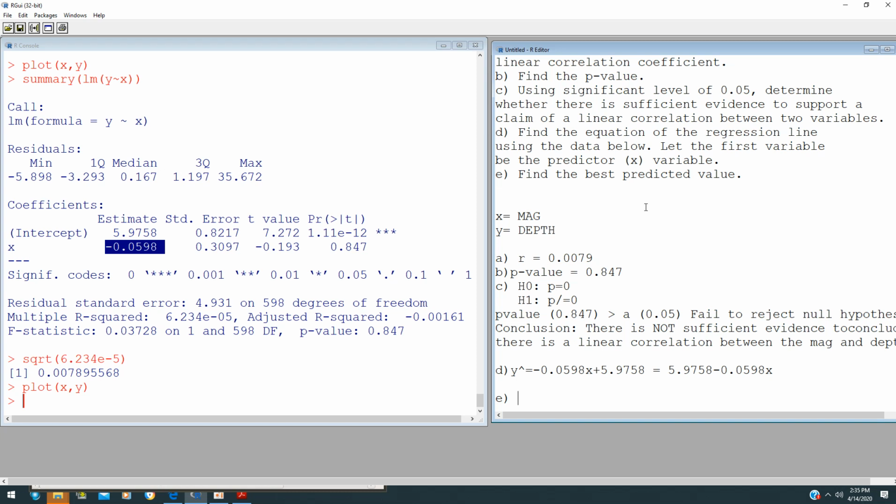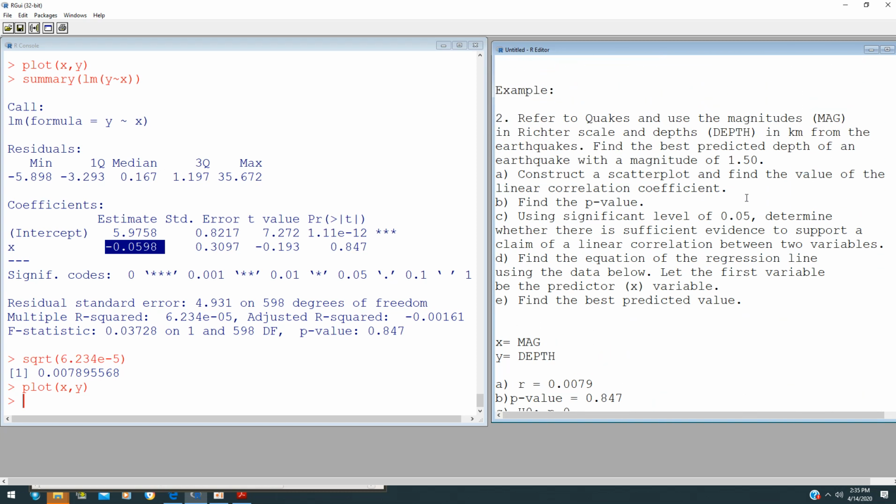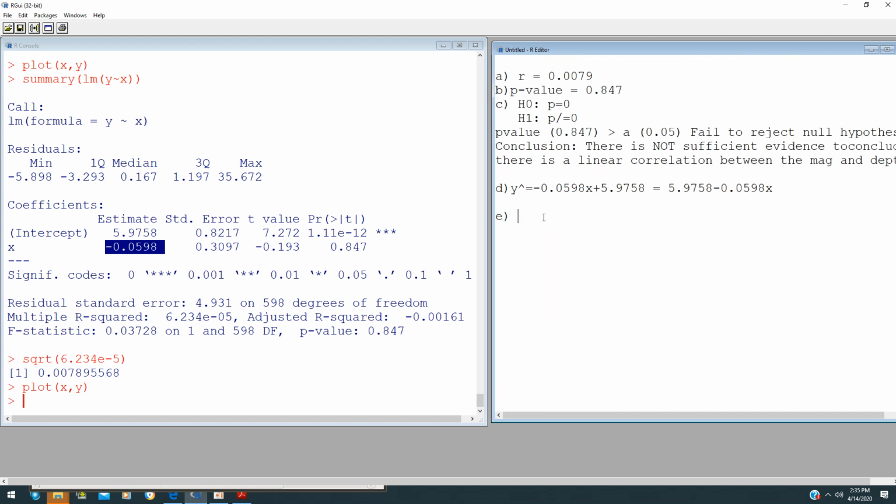And then you have to find the best predicted value. In order to find the best predicted value, usually you plug in the x value. In this case, the question is asking for a magnitude of 1.5. We know that magnitude here is x. So a lot of students just plug x equals 1.5 into this equation. You will get it wrong. The reason is that in order to plug it in, you have to check the three requirements that we did just now on question 1.